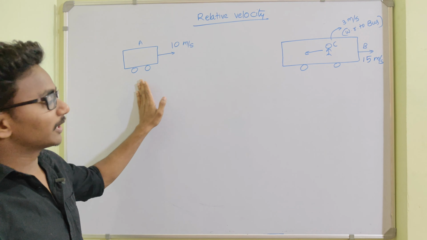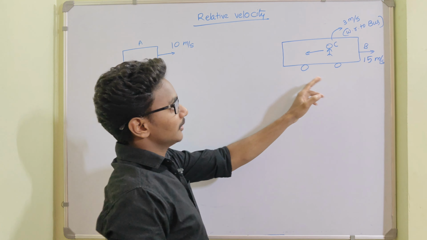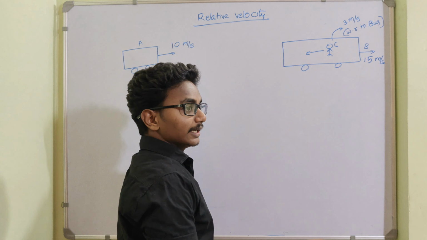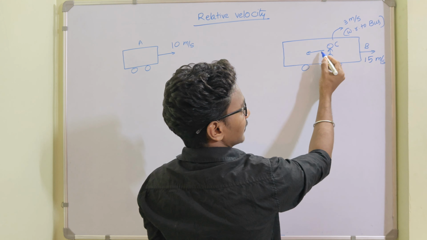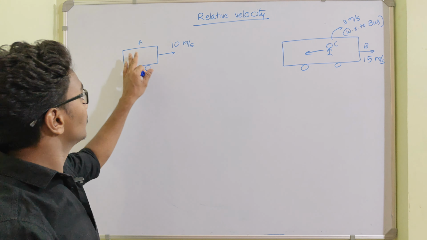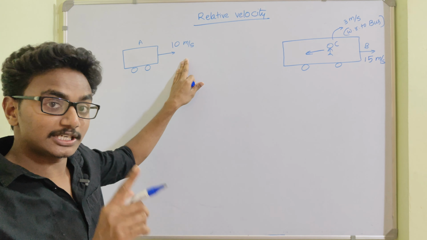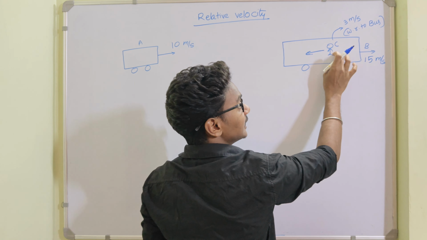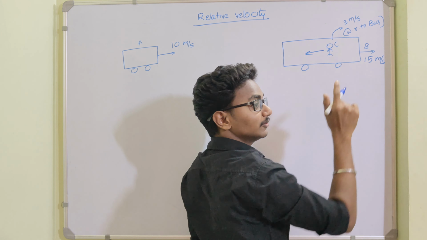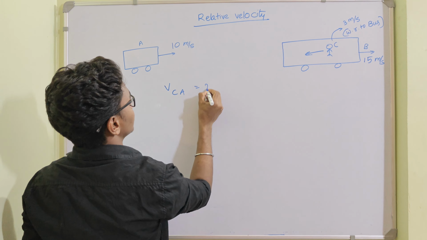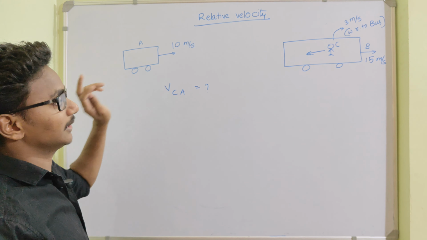Question: car A is moving in this direction with 10 meter per second. Here B is a bus. The bus is moving in this direction at 15 meter per second. Inside the bus, a person C is moving in this direction at 3 meter per second with respect to the bus. Car A is moving 10 meter per second with respect to ground, B is moving 15 meter per second with respect to ground, but C is moving 3 meter per second with respect to the bus. He asked you to calculate the velocity of C with respect to A.